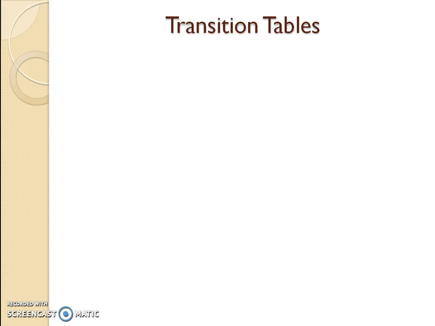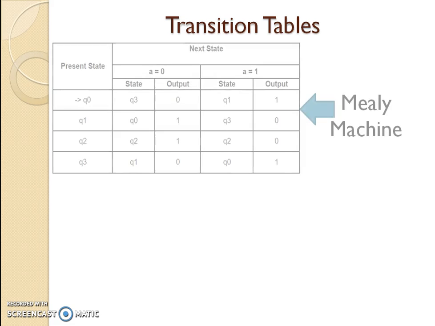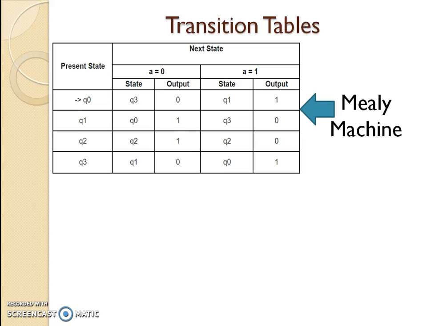Let's see the difference between the transition table of a Mealy machine and a Moore machine. In a Mealy machine, each next state has a separate output column. So Q0 with input 0 moves to state Q3 with output 0. Q0 with input 1 moves to state Q1 with output 1. So in a Mealy machine, there are separate output columns for each next state.